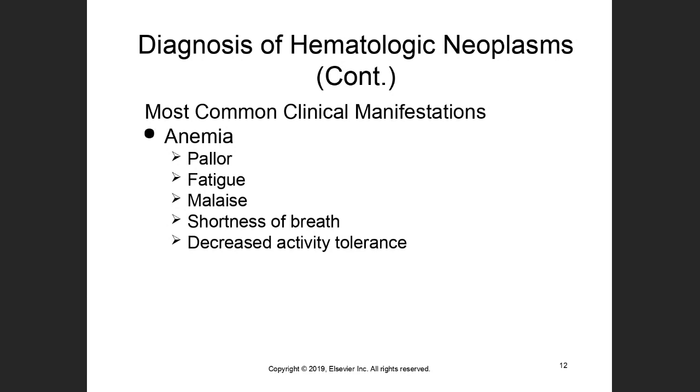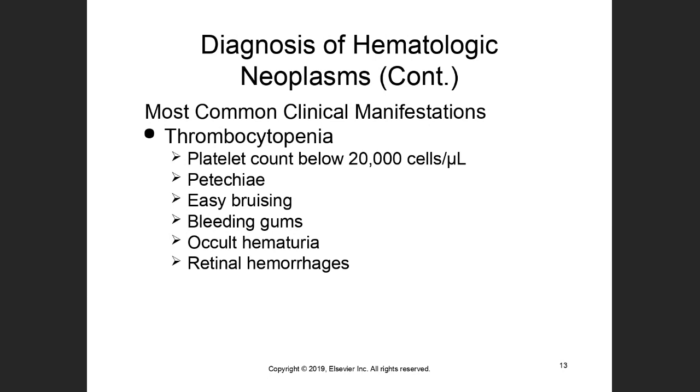Most common clinical manifestation of hematologic neoplasm is anemia. Anemia produces pallor, fatigue, malaise, shortness of breath, and decreased activity tolerance. Okay, and at the beginning of anemia, it can produce tachycardia. Now we have thrombocytopenia. That means that the platelets are low.